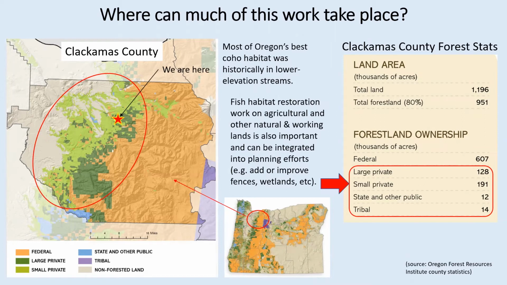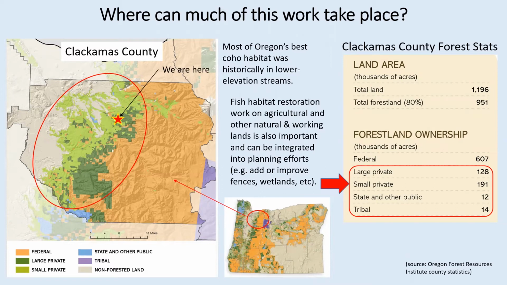So it can take place on woodlands as well as agricultural lands and any other natural and working lands. And it's important to think about and consider, and can be integrated into your planning efforts, particularly if you're a farmer or something, to add or improve fences, add or improve wetlands, et cetera, because historically, most of Oregon's best coho habitat was in these lower elevation streams where we live, and they're facing increased pressure from development and whatnot. So I think it's incumbent upon us, whenever we have the opportunity, to try to do what we can.